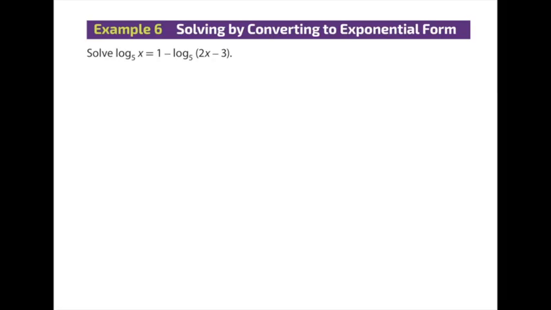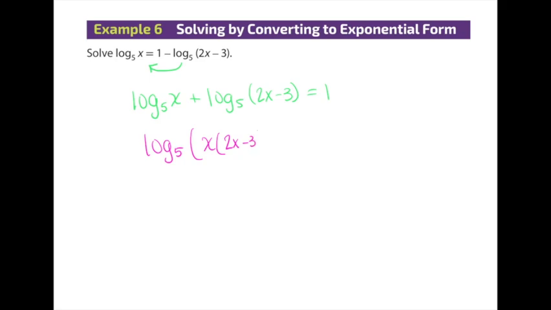And so I am going to move this over, and I'm going to say log base 5 of x plus log base 5 of 2x minus 3 equals that 1. And now I'm going to condense them, right? How do I condense something that's being added? Well, I multiply them. So this is log base 5 of x times 2x minus 3 equals 1. And you can simplify that, guys. So we have the log base 5 of 2x squared minus 3x.